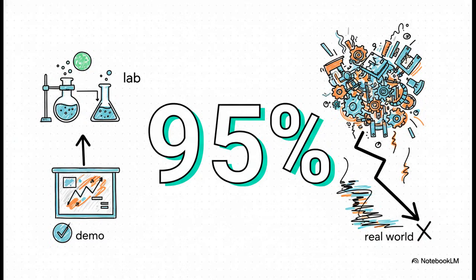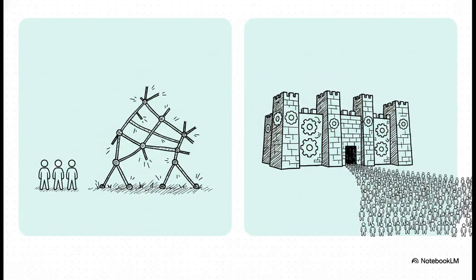Okay, let's start with a number that should honestly keep you up at night. Research from MIT shows that a massive 95% of AI projects fail to create any real, lasting value. They look great in a demo, right? They work fine in the lab, but when they hit the real world, poof, they just fall apart. So what's going on here? Why this huge failure rate?